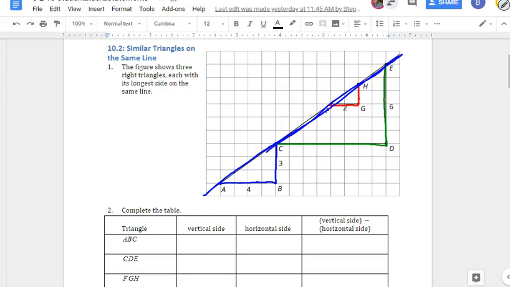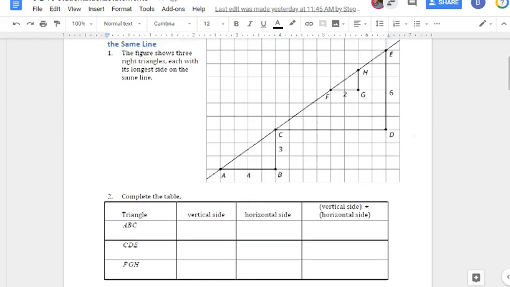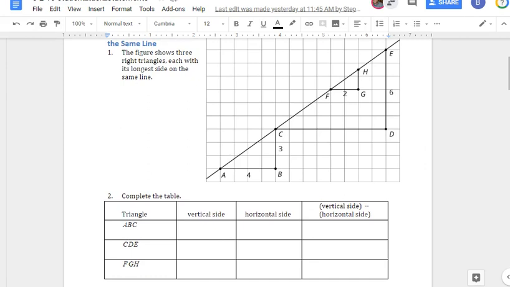So what this table is asking us to do down below is it's asking us to write down how much the vertical side and horizontal side is for each triangle. So for triangle ABC, the vertical side, remember vertical means up and down. So if I'm looking at triangle ABC, the vertical side for ABC is that side of the triangle right there. So the amount is 3. For the horizontal side, remember horizontal is left and right. So this triangle, horizontal side length is 4.